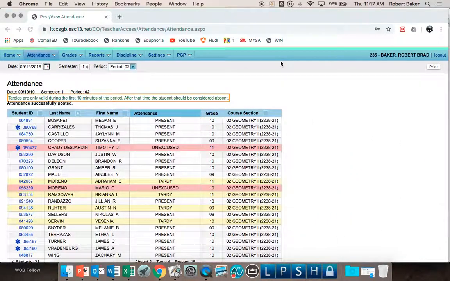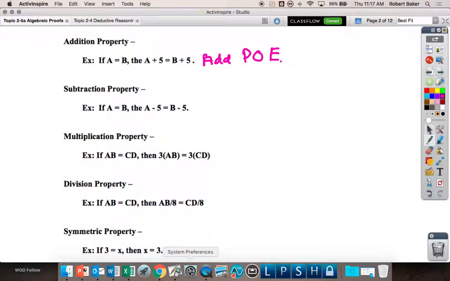Multiplication property of equality. Oh no, everyone's ID numbers are on the internet now. Okay.